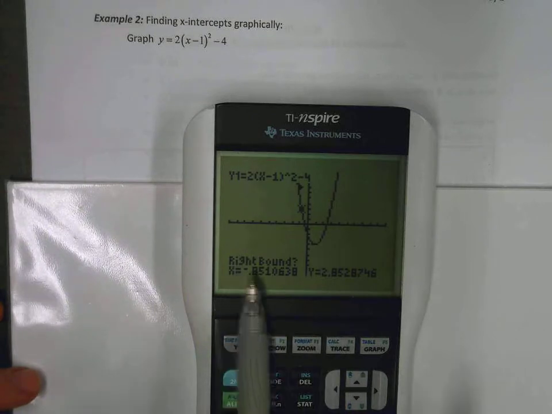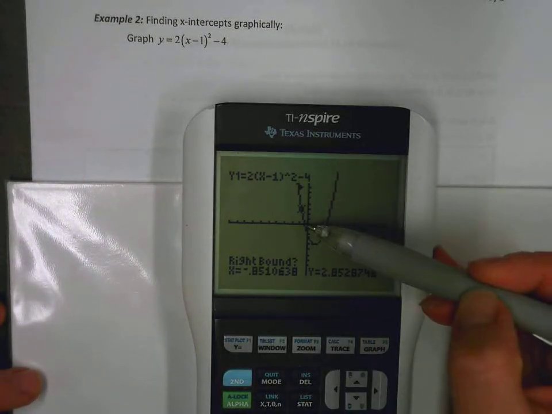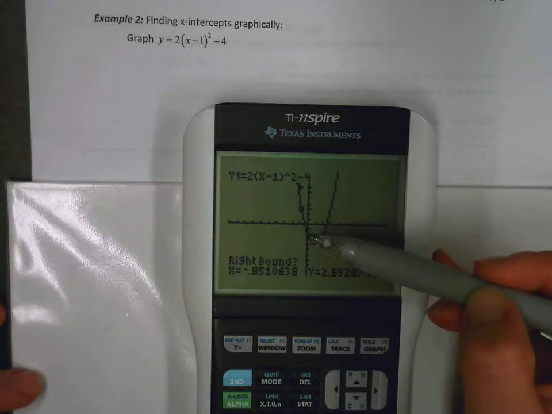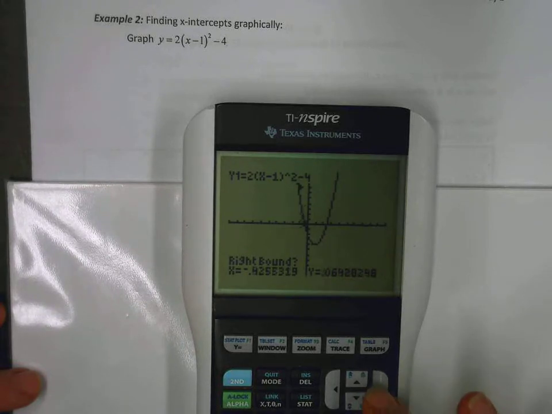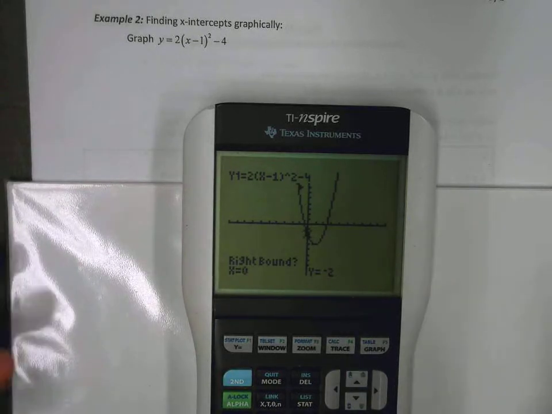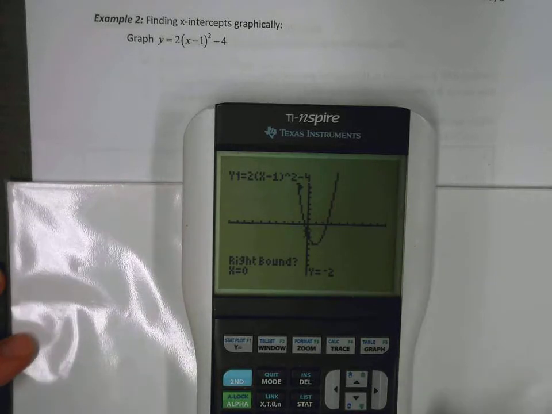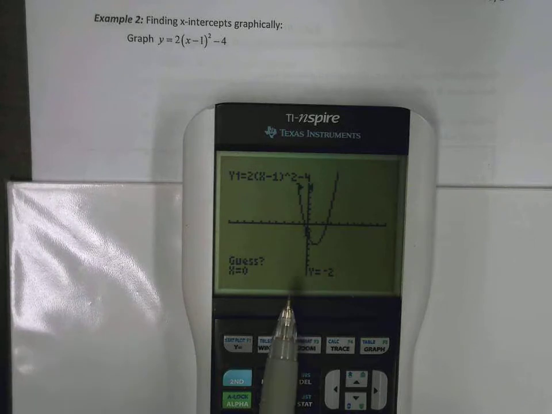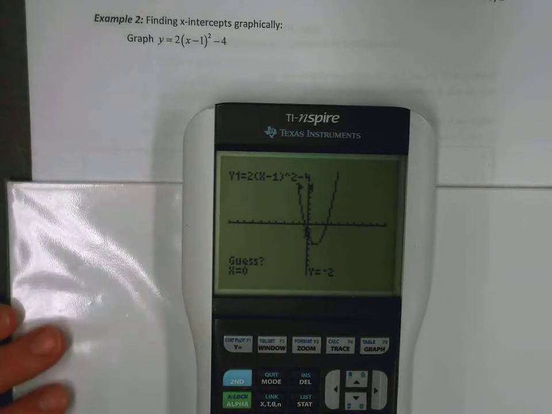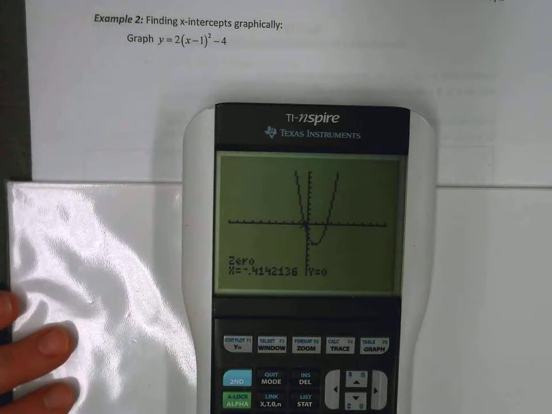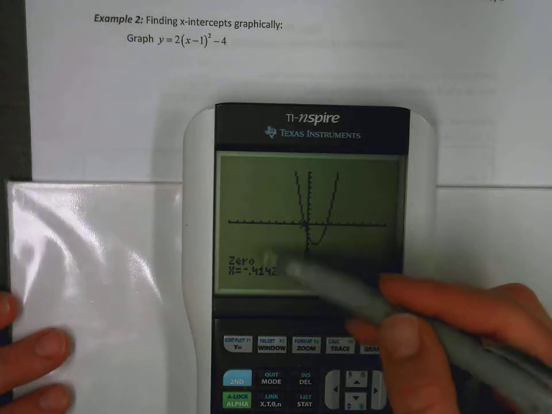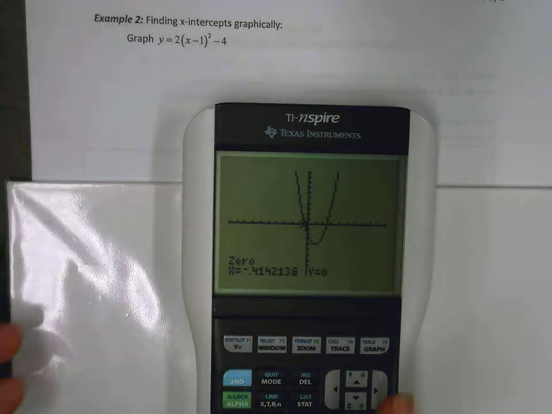And then your calculator now asks you for a right bound entry. So now I need to move my cursor to the right side of this point. The right side of this point is going to be below the x-axis. So I'm going to move my cursor to below the x-axis. As long as it's below, it's all good. You're going to hit enter again. This guess just allows you to take an estimate, which we honestly never use. We're just going to hit enter for a third time, and this gives us our x-intercept. So one of our x-intercepts of this function would be negative 0.41.